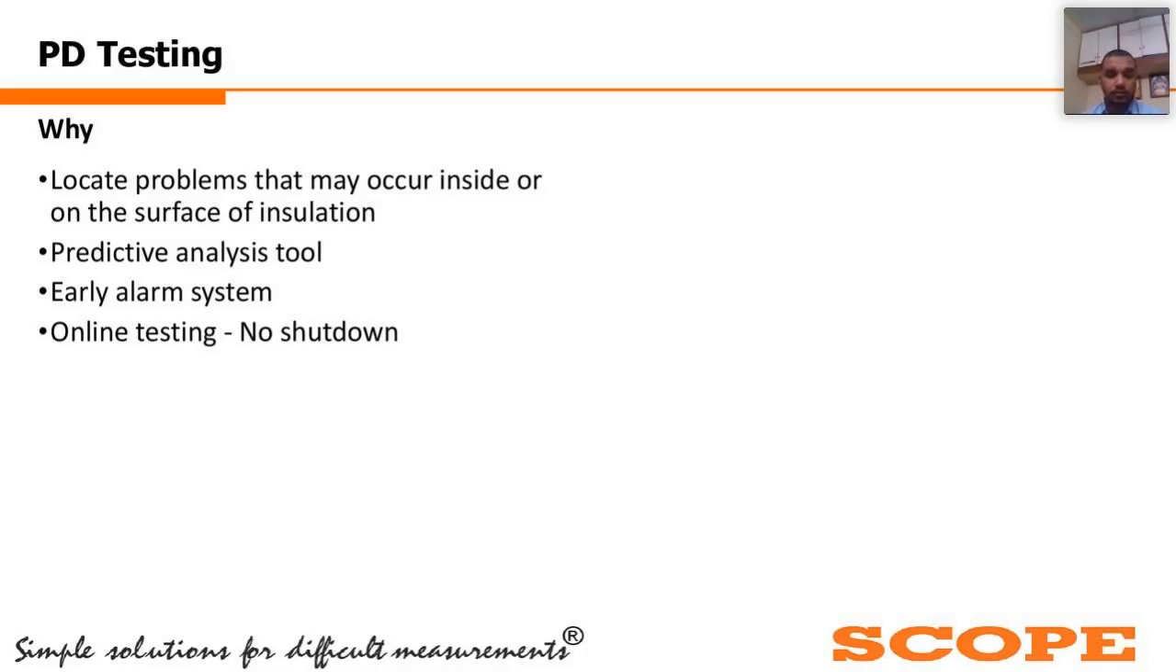Now the question comes: why do we need to test PD when so many PD testing methods are already available in the market and people are actually using them? With PD testing, there are some added advantages, like the ease of locating problems that may occur inside or on the surface of the insulation. PD testing is one of the methods where, even when your system is running, you don't need to take any kind of shutdown.